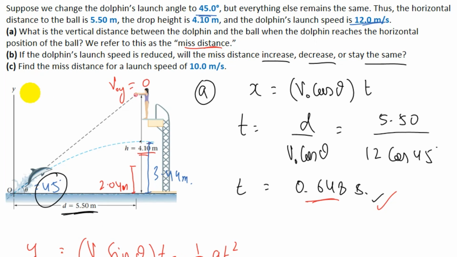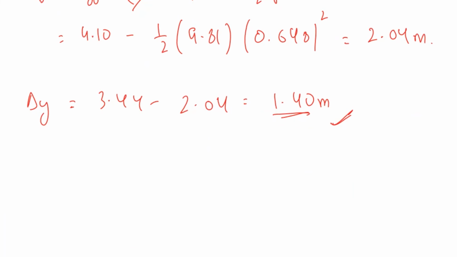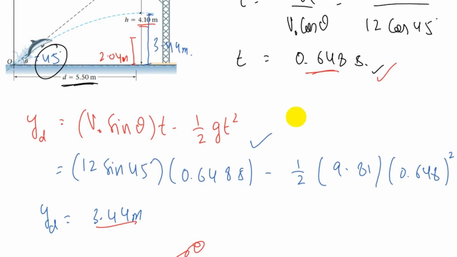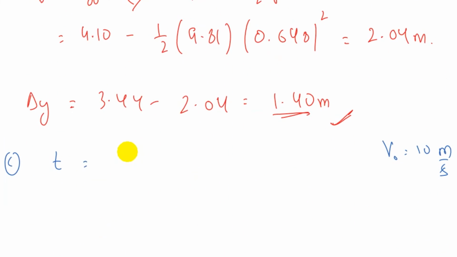Now let us prove this by solving the C part. In the C part, we have to find the miss distance for a launch speed of 10 meters per second. So the launch speed is decreased. So now let us check the miss distance. So we're going to follow the same procedure to find the miss distance. Just to change, V0 becomes 10 meters per second. So first find the time. For this time, we can use this equation, d over V0 cosine theta. D is the same, that is 5.50 meters. D is 10 cosine 45 degrees, and that comes out to be 0.778 seconds.